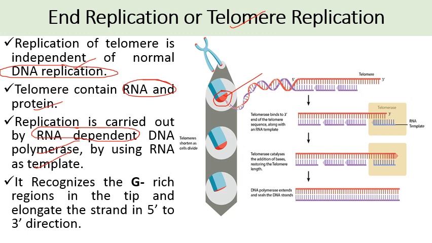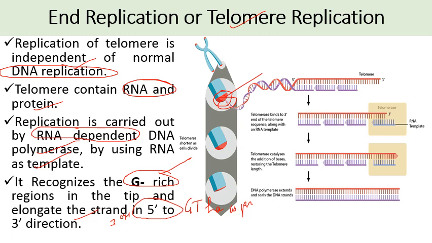It recognizes G-rich region, that is guanine-rich region, at the tip. So जो guanine-rich region होता है यहाँ पे tips में, it is recognized by this enzyme and it elongates the strand in 5' to 3' direction. और इसके अलावा यहाँ पे present होता है एक 3' OH group at the terminal of the GT-rich hairpin as primer. ये चीज़ यहाँ पे होती है and extends the existing strand.